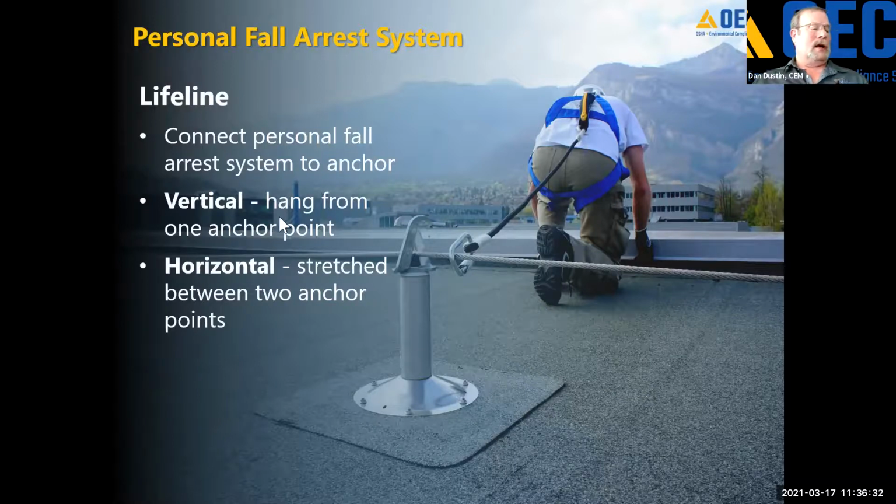So vertical, if I am working from a fixed point, I may have a vertical lifeline where I'm tied off to one and it hangs off the side of the building. A good example would be workers working on a swing stage. In addition to the supports for the swing stage itself or the suspended scaffold, they have to have a separate lifeline to a separate anchor for each worker on that scaffold.